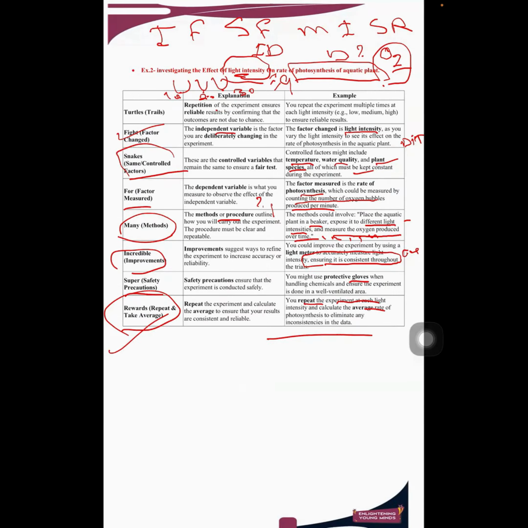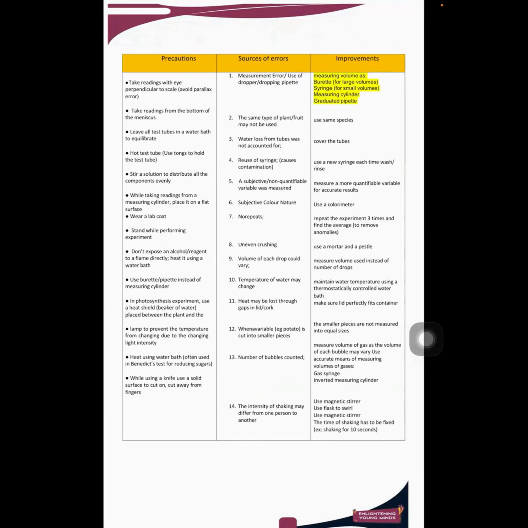Okay, for the improvement part and safety part, how to know? These are some sources of error and these are some improvements. Very important to know. For example, we mentioned that we are going to count the number of bubbles. This is a source of error. How to improve it? Use a gas syringe, use a measuring cylinder. Do you get the idea? Take a screenshot of this.